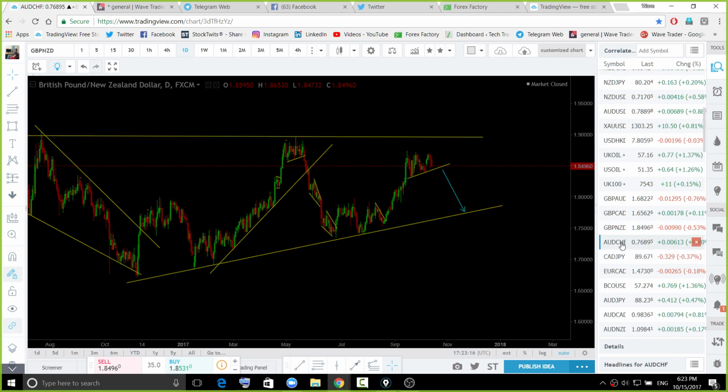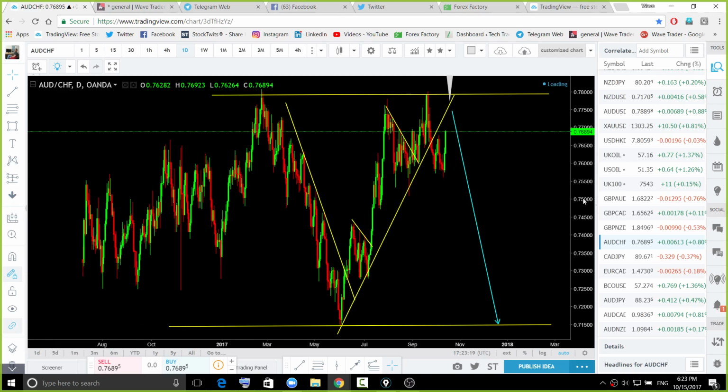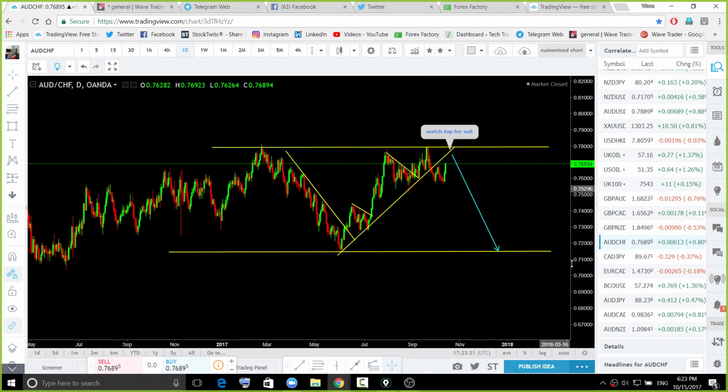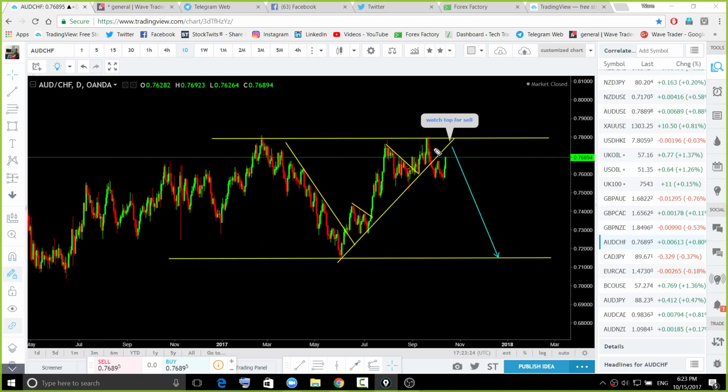So USD CHF, sell from the top. It is testing the top. Every time when it is getting close to the top, just look for sell, because this is a weekly structure. Yeah, look for sell.